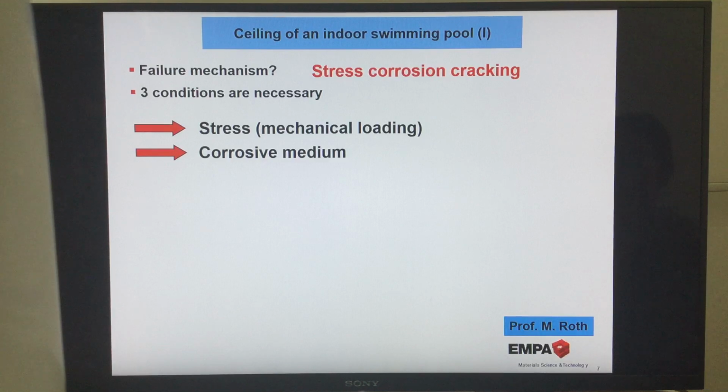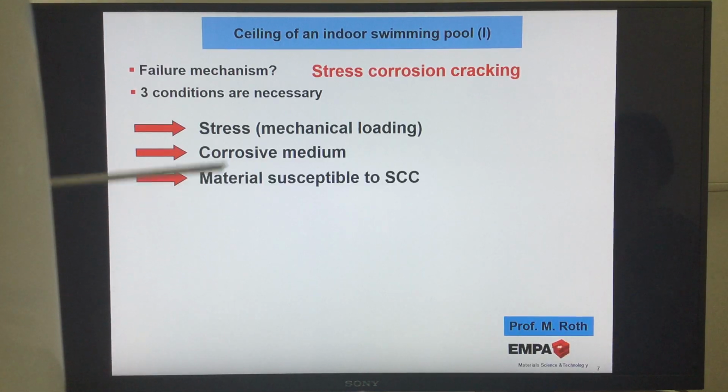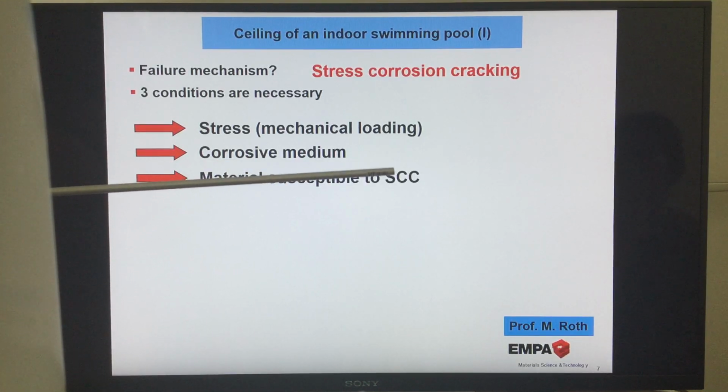You need a material which is susceptible to stress corrosion cracking, because not all materials, we see this, are susceptible. So obviously this stainless steel is susceptible. Aluminium alloys, for instance, and some copper alloys like brass are very much susceptible to stress corrosion cracking. But, for instance, ferritic steels are not. Keep in mind that, especially for the second example which we are talking about.